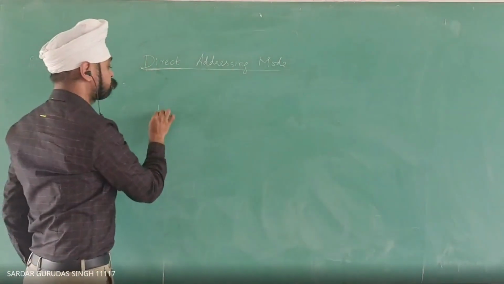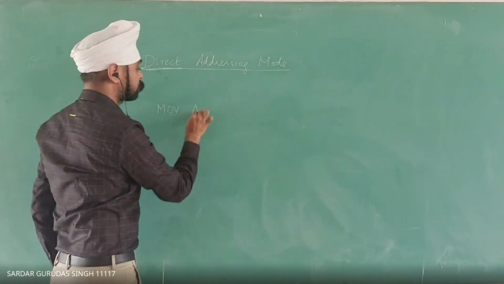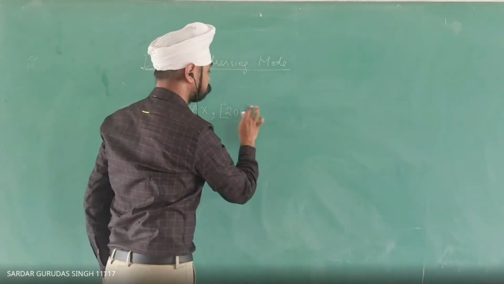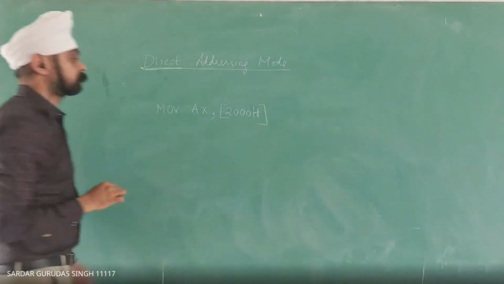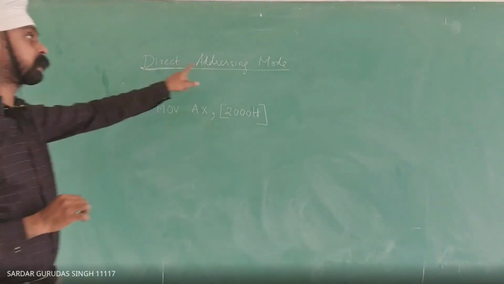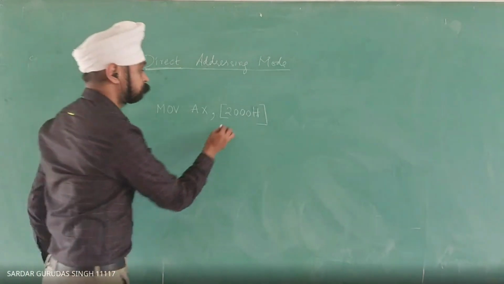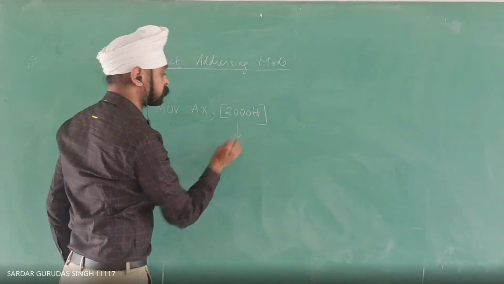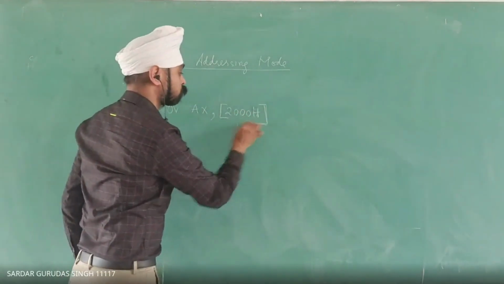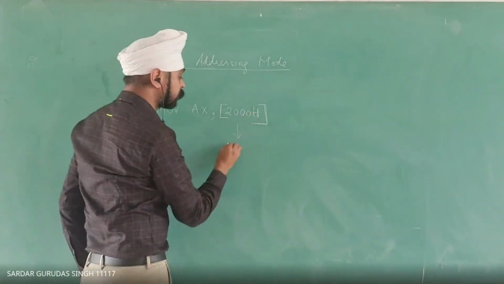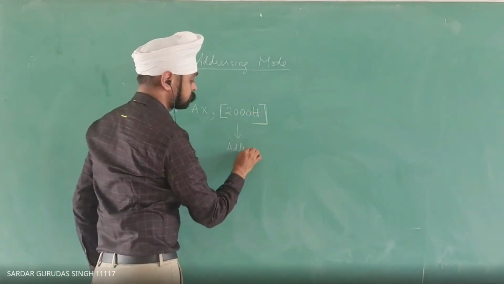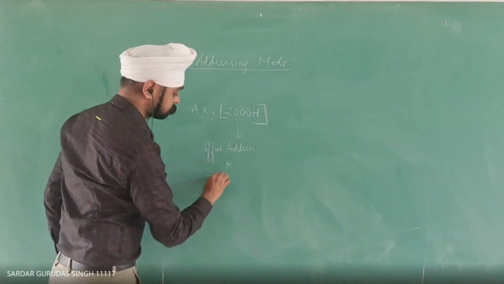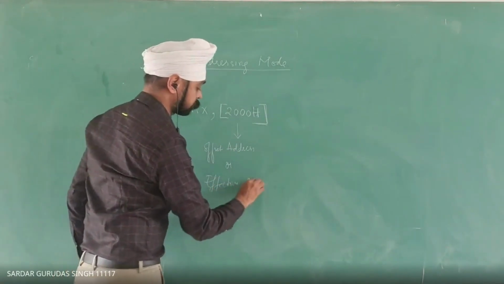For instance, if you are writing MOV AX, comma, like this, then this addressing mode is known as direct addressing mode. Why? Because if you see the source side of the instruction, you are using square brackets. In the sense, this will act as the offset address or effective address.